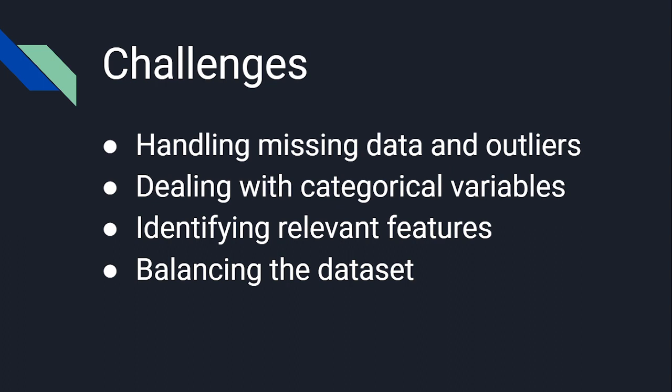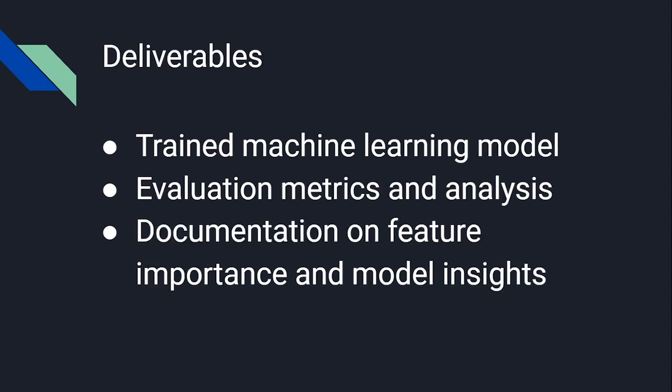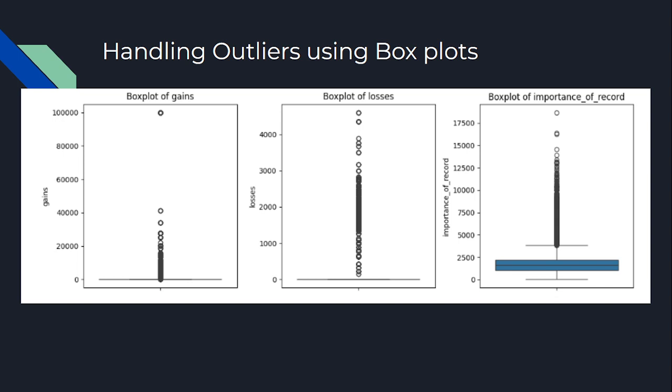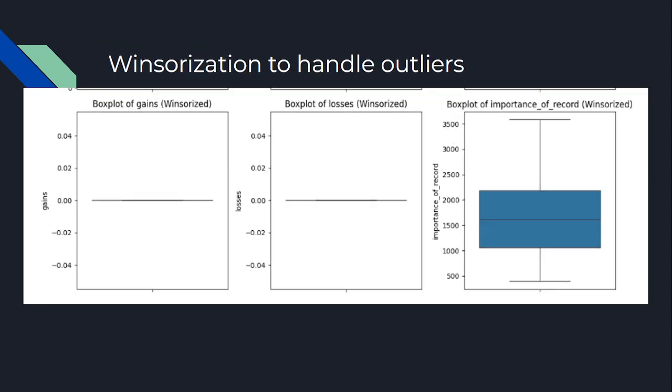In data analysis, outliers are data points that significantly differ from other observations in a dataset. Outliers can distort statistical analysis and machine learning models, leading to inaccurate results. Winsorization is a technique used to handle outliers by replacing extreme values with less extreme values, typically the nearest non-outlying value.